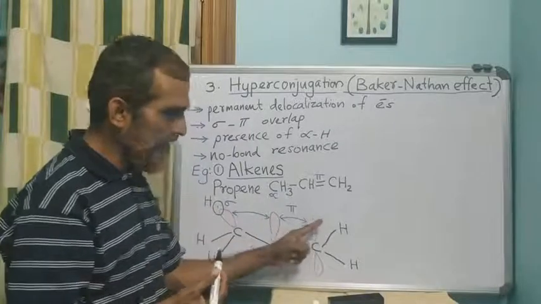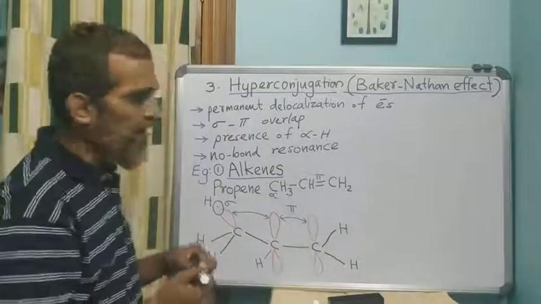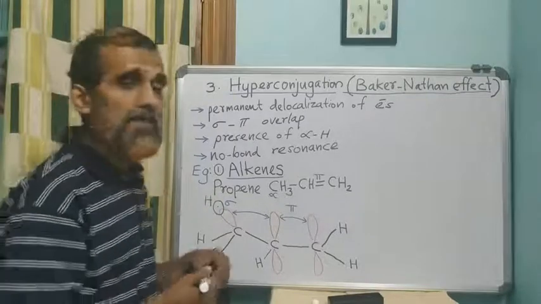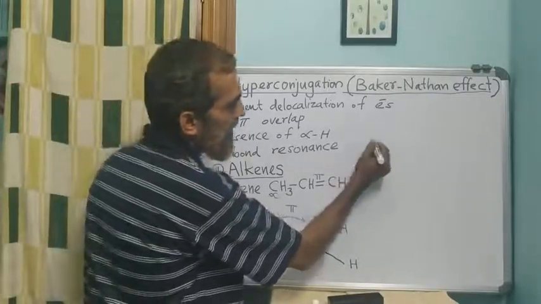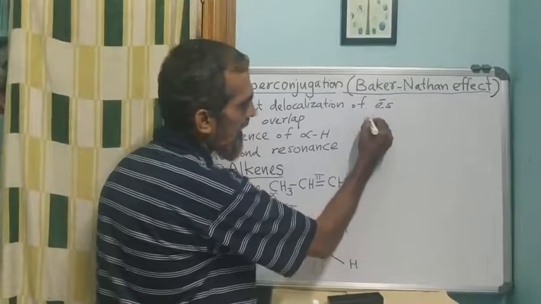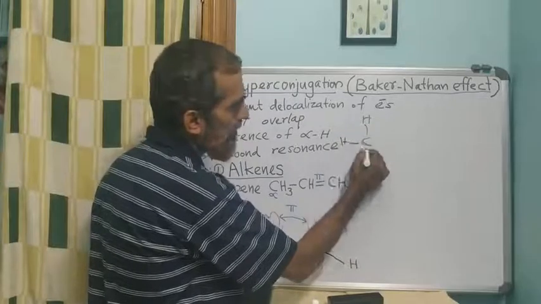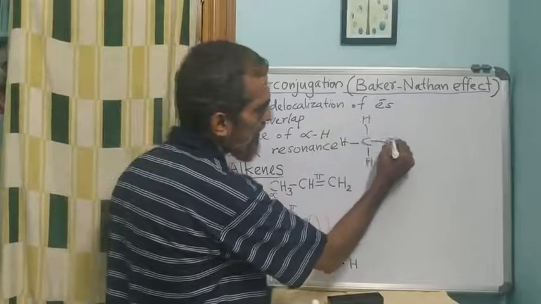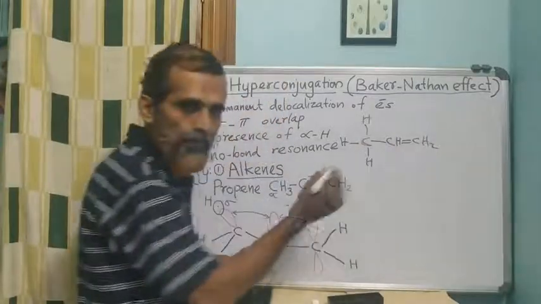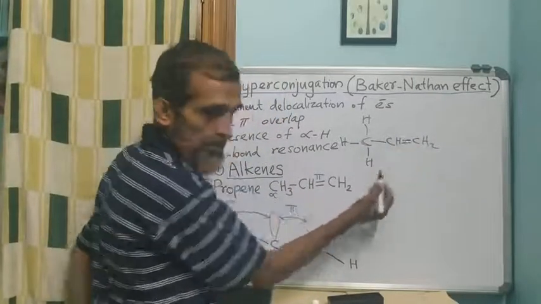So since this is a special case of resonance, we can draw resonance structures for this hyperconjugation. In terms of resonance, we can represent hyperconjugation like this. I am writing again this propene, right? CH double bond CH2. Now this is the pi bond.